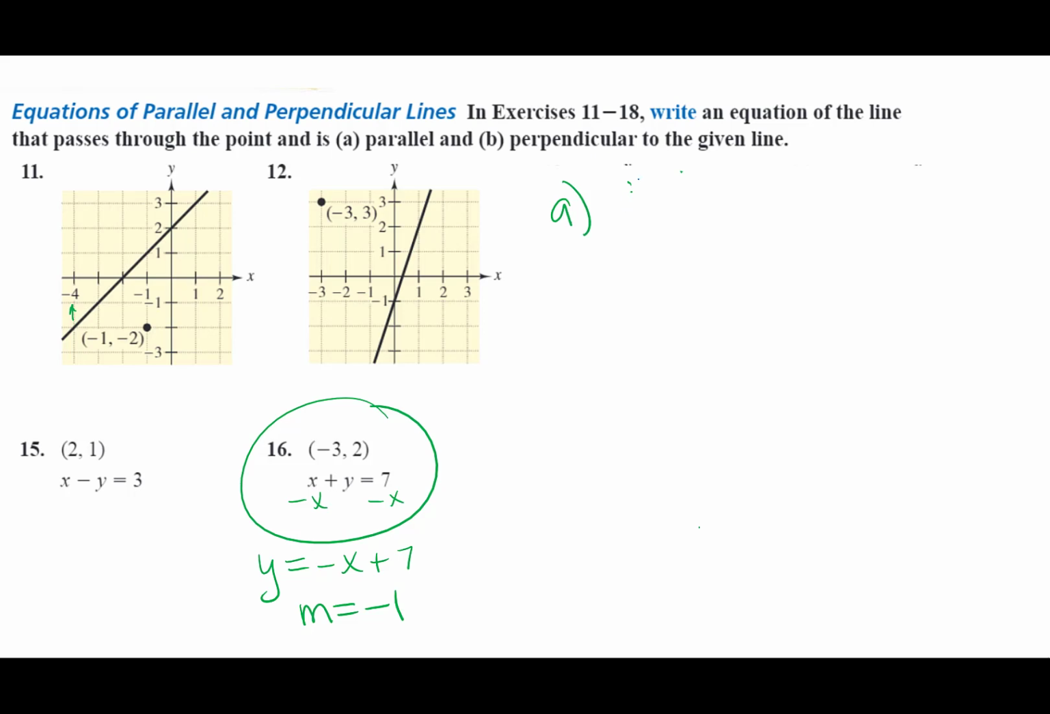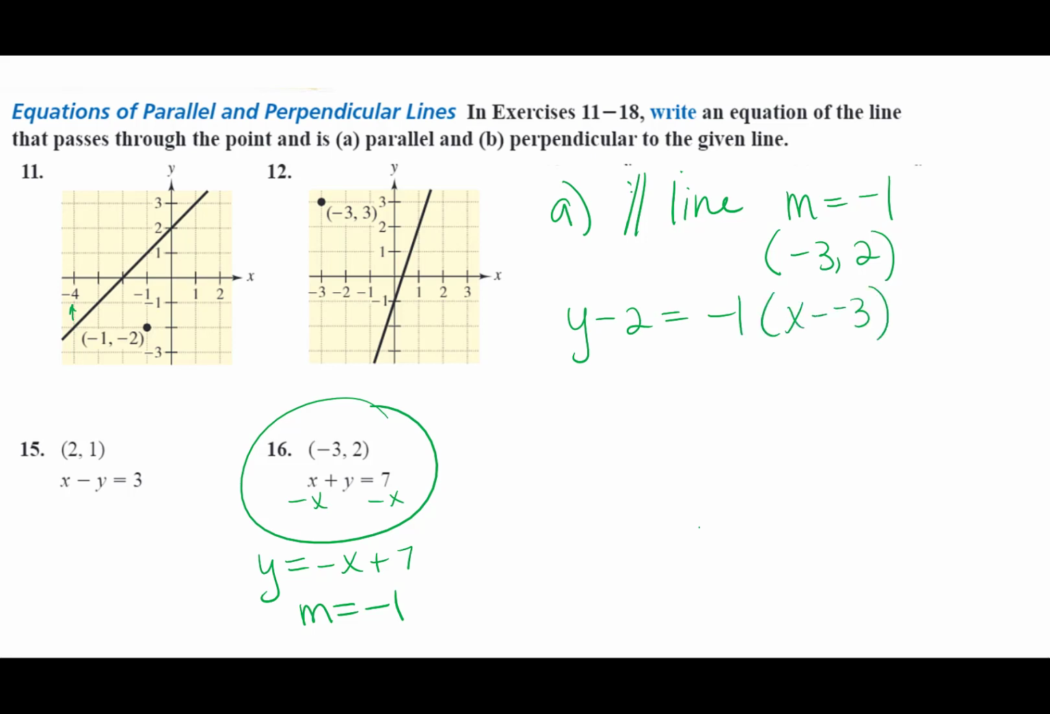So part A, we're going to find the equation of a line that's parallel to the given line. Because it's parallel, we know the slope has to be -1, and it needs to go through the ordered pair -3, 2. We'll plug that into the point slope format to get y minus 2 equals -1 times x minus -3. There's the double negative again, so we're going to add the opposite. So this is really -1 times x plus 3.